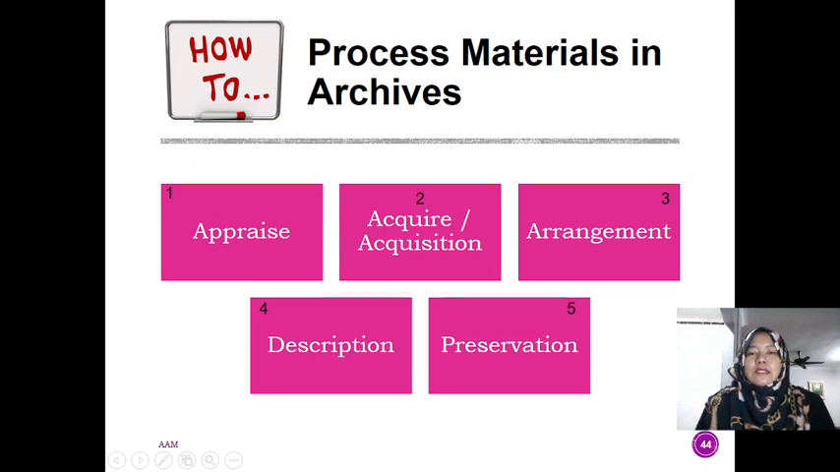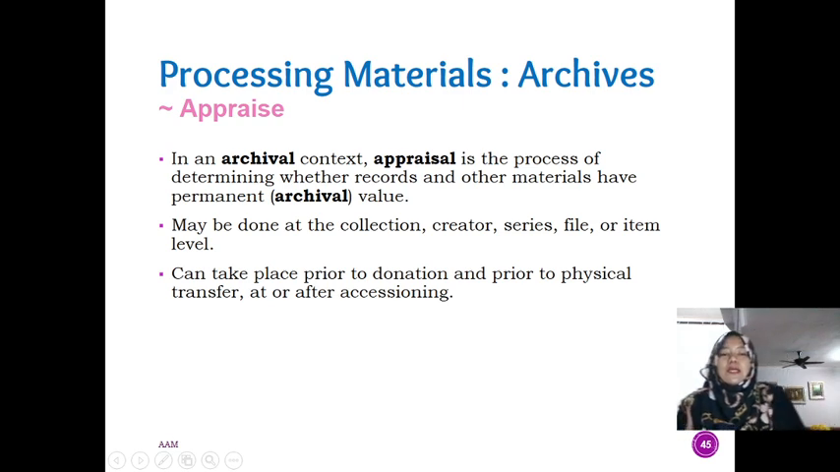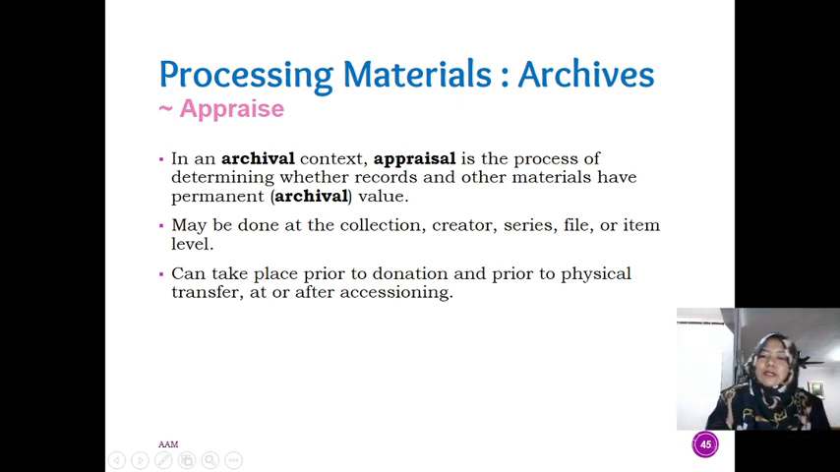So how to process materials in archive? Appraise, acquisition, arrangement, description, and the last one is preservation. So appraise: in an archival context, appraisal is a process of determining whether records and other materials have permanent archival value. It may be done at the collection or the creator, series, file or item level, and can take place prior to donation and prior to physical transfer, and at or after accessioning.